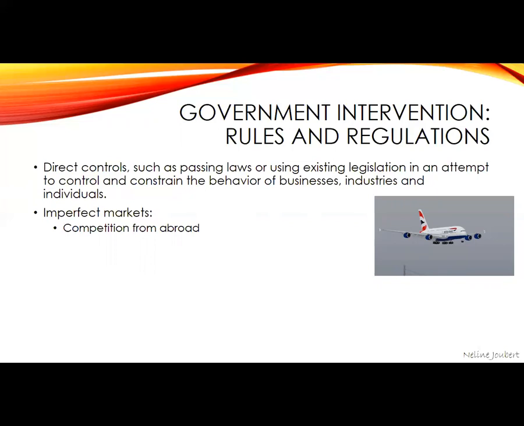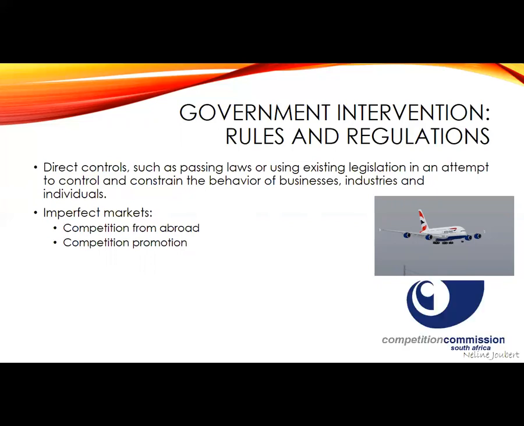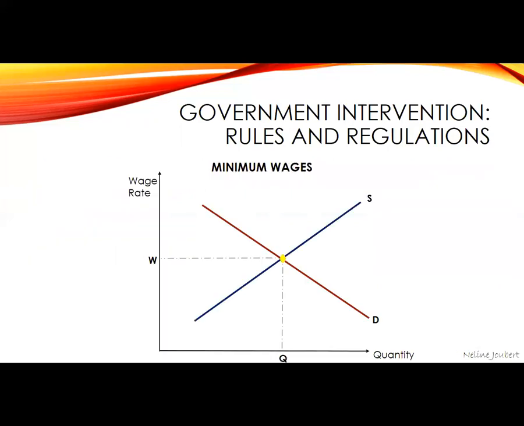over theirs. And then we also have competition promotion by the establishment of the Competition Commission, Competition Tribunal, and the Competition Appeals Court, which was discussed in Lesson 3 of Perfect Markets. Governments implement minimum wages, maximum prices, and minimum prices. And because these graphs are quite intricate, I'm going to do each one of them individually.